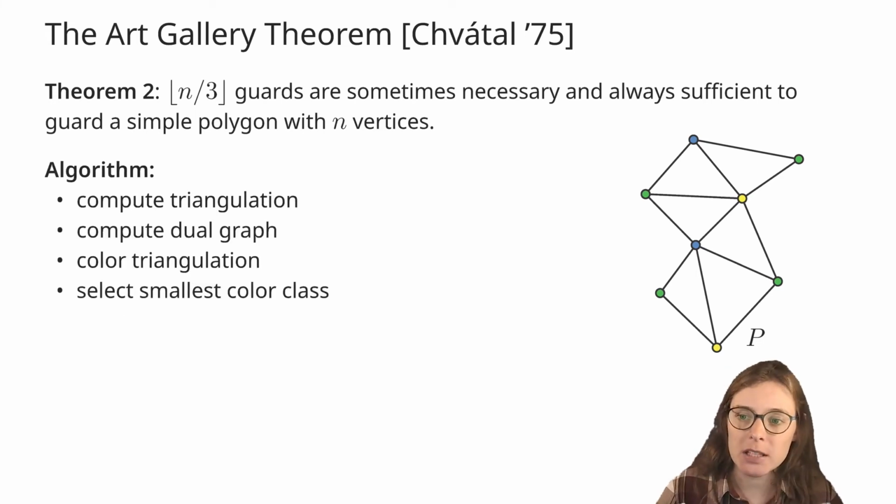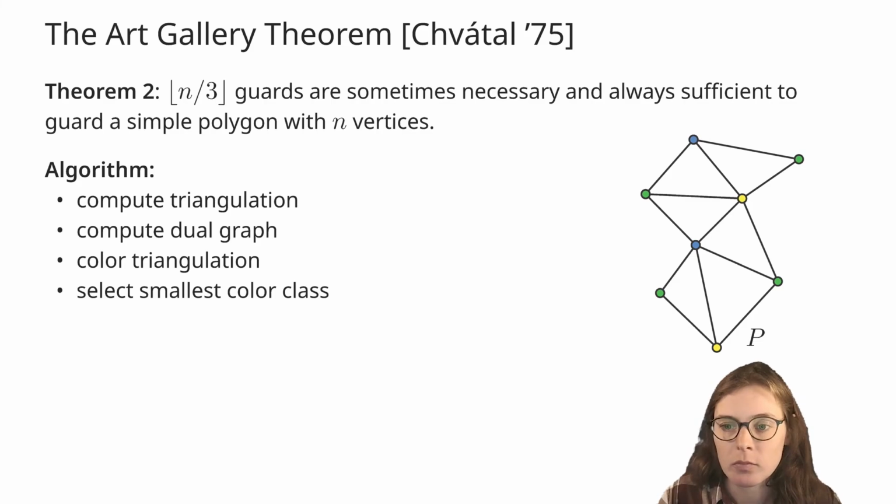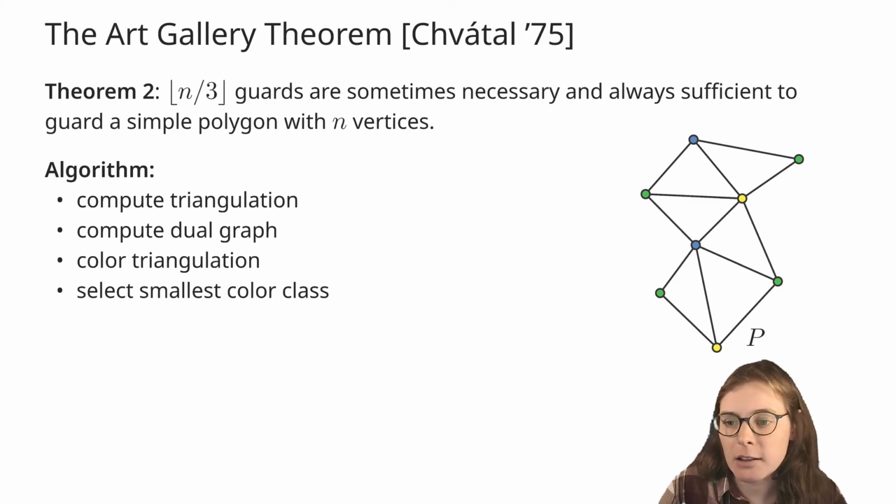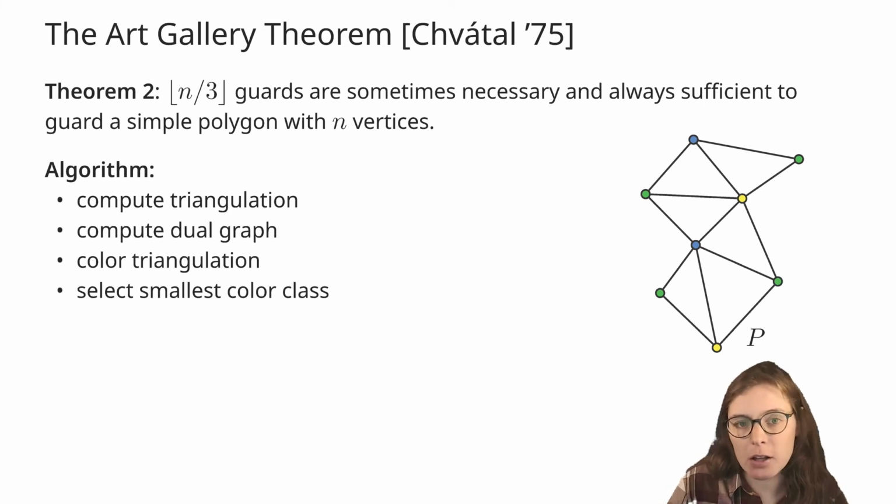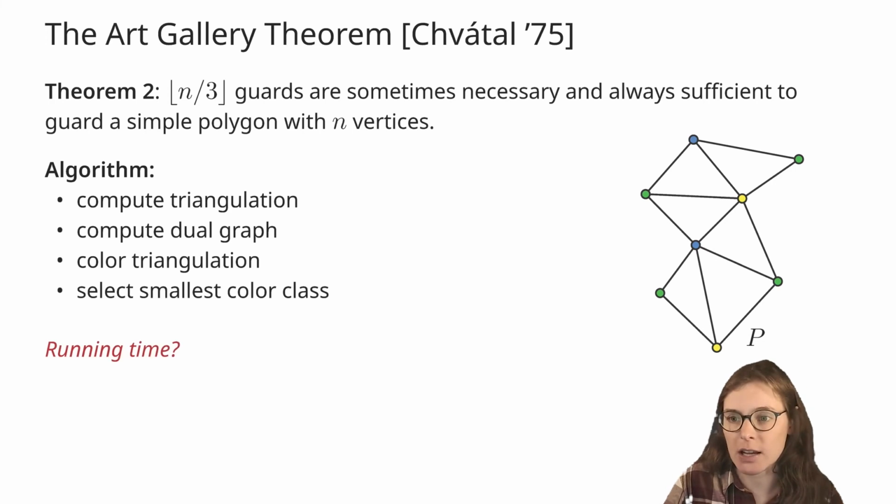Thus, to find the placement of n/3 guards in a polygon of size n, what we do is first we compute the triangulation, we compute the dual graph of the triangulation, and we color the vertices of the triangulation by traversing the dual graph. And finally, we select the smallest color class to place the guards in it. This will guarantee that all triangles are covered by guards because every triangle has 3 vertices of different colors. So what is the running time of this algorithm?